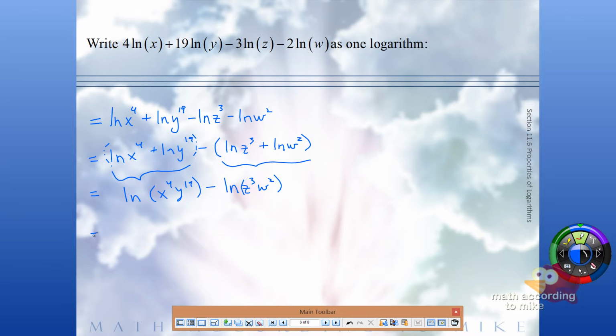Well, now according to the quotient rule, we're subtracting logarithms, so it's the log of a quotient. You're not dividing logs, you're dividing their arguments. Natural log of x to the 4th, y to the 19th, over z cubed, w squared.